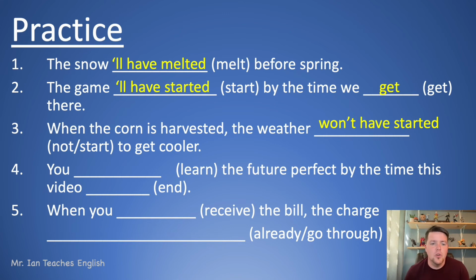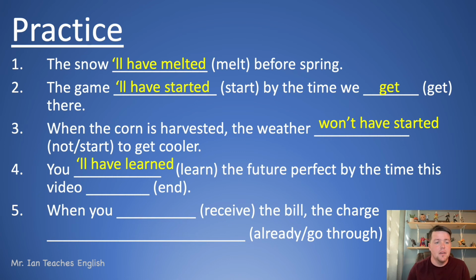Number 3, when the corn is harvested, the weather won't have started getting cooler. Won't have started to get cooler. This is the negative here, but notice my pronunciation. The weather won't have started. We're putting that won't and the have together, and it's a lot to push together into a contraction, but that is the most natural way to do it, and that's the way you should practice.